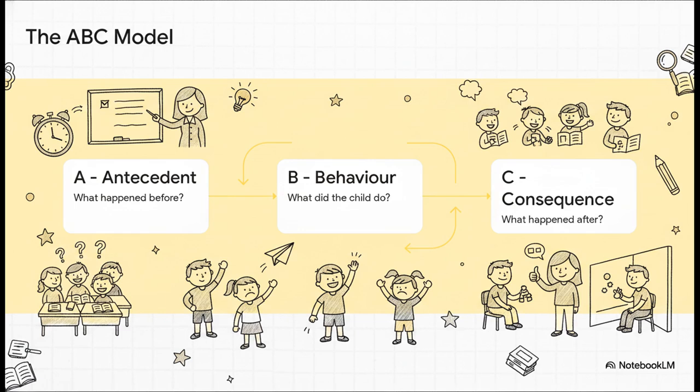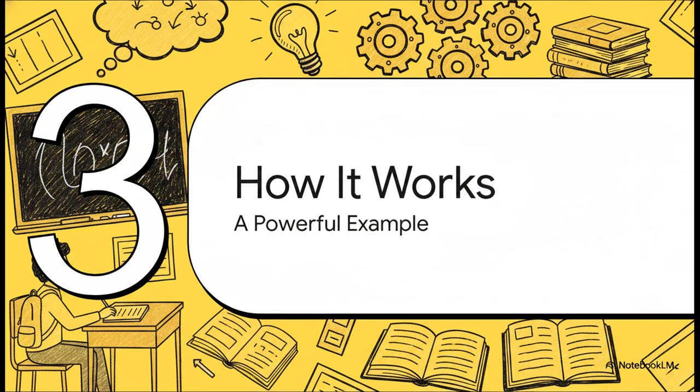So A stands for antecedent. That's just a fancy word for what happened right before the behavior. Then you've got B for the behavior itself. What did the student actually do? And finally, C is for consequence. What happened right after? See? Just a simple chain of events. Okay, so that's the theory. Kind of simple, right? But let's see how this thing actually works in the real world. Let's walk through an example together.